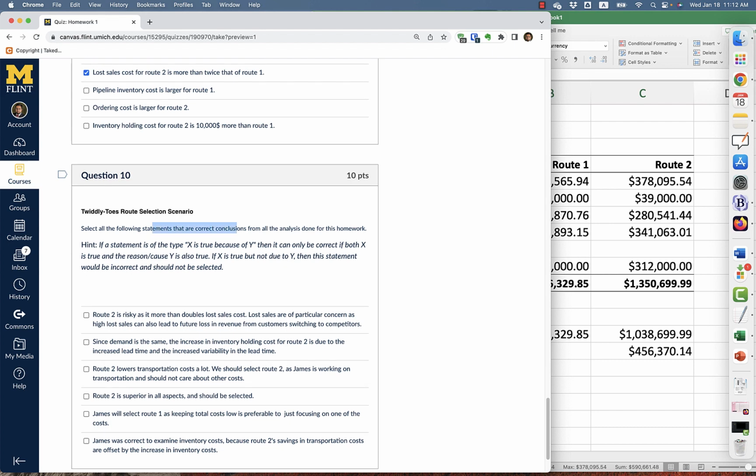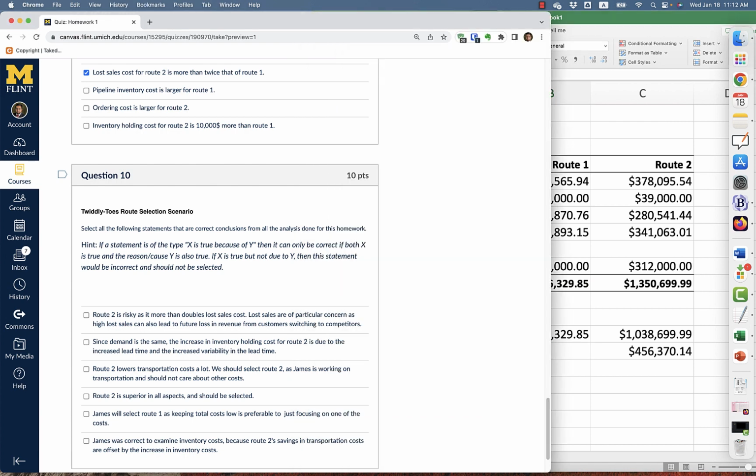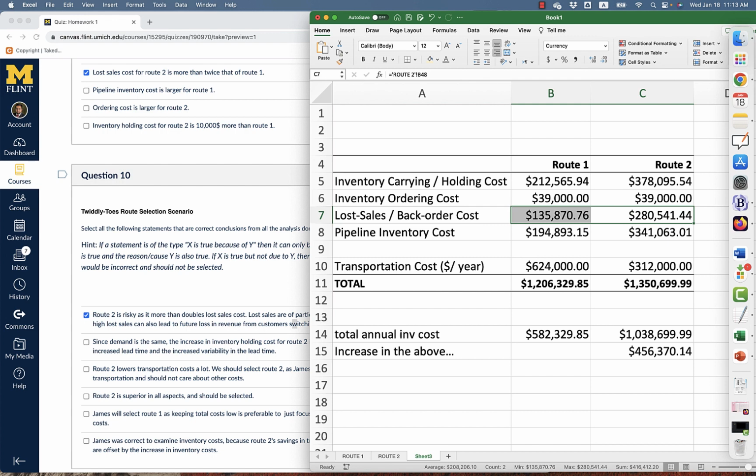Okay, select all the statements that are correct conclusions from the analysis. So from all this analysis, what are the correct conclusions we can draw? Route 2 is risky as it more than doubles lost sales cost. Lost sales are of particular concern as high lost sales can also lead to future loss in revenue from customers switching to competitors. That is exactly what I was talking about before, because the lost sales costs are estimated just based on the gross margin lost on the pair you did not sell. But there could be future consequences. The customer is not happy, they couldn't find their favorite shoe at your store, and they go to a competitor and they never come back to you. So increase in lost sales is risky. It adds future risk to us.